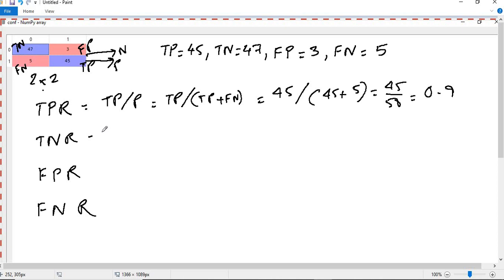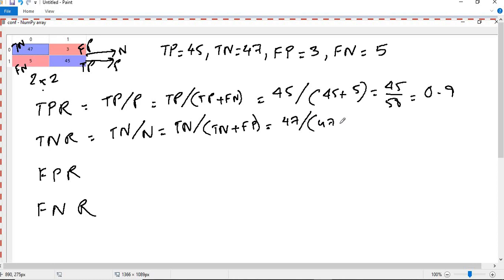Now my true negative rate is true negative by total negative. What is my total negative? True negative plus false positive. Now here we'll substitute the values. True negative is 47, divided by 47 plus false positive, which is 3, which is equal to 47 by 50, and that will be 0.94. If you calculate this, it will be 0.94.